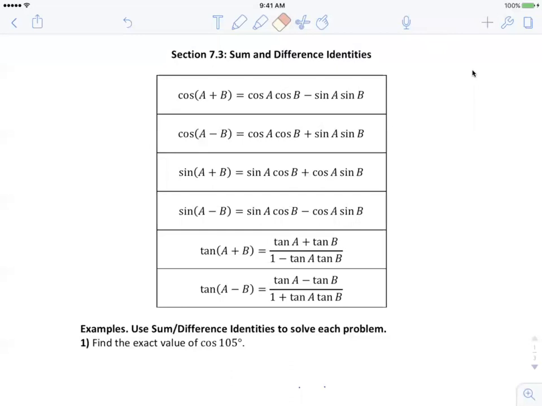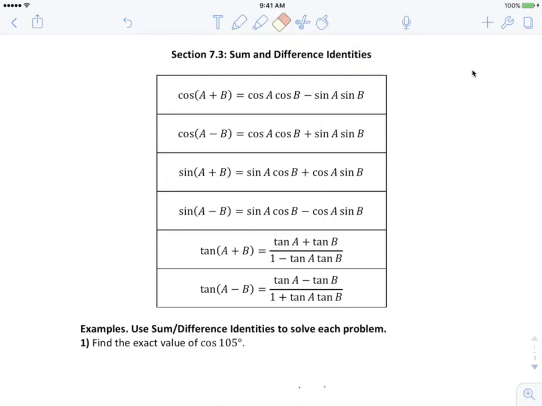We're going to do 7.3, sum and difference identities. Here they are. These are the identities you'll apply in this section. The proofs of these are not required. There are proofs in the textbook if you're interested in how these identities are derived. It's kind of lengthy, uses the unit circle, check it out, but it won't be required.